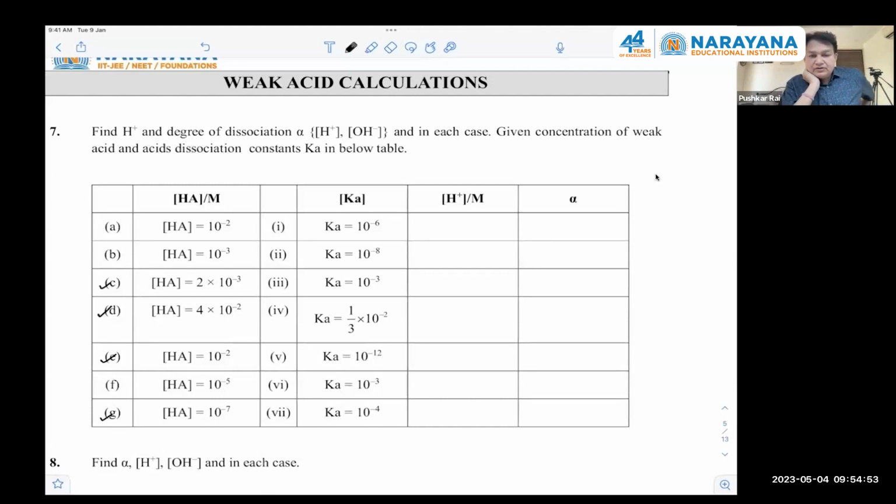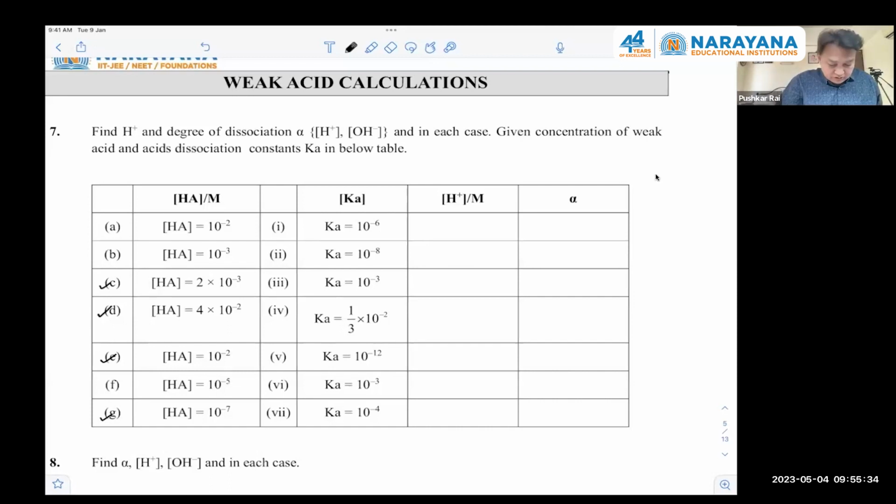If you can solve all these questions, I can guarantee that nobody can beat you in weak acid calculation. And if you are a champion of weak acid calculation, you are a champion of ionic equilibrium. At least 60 to 70% of the problems you can do. So try this question also. Let us begin with question number C. Can you do it?